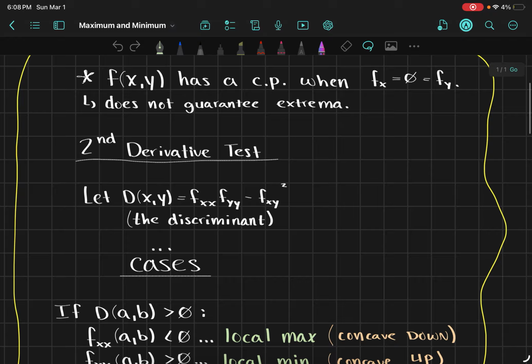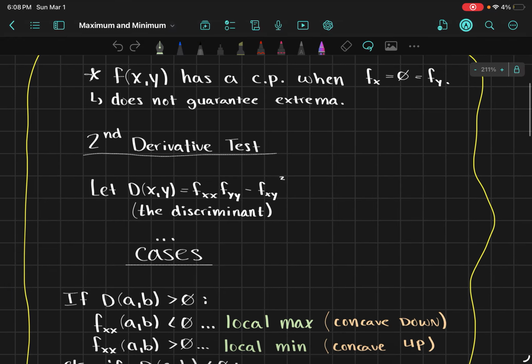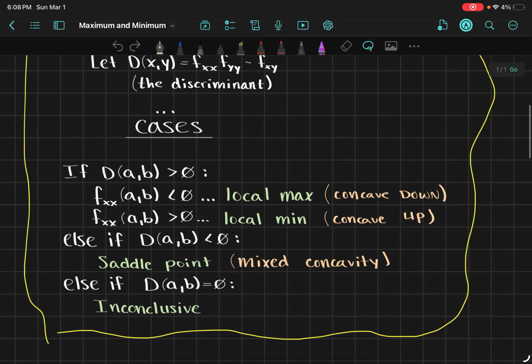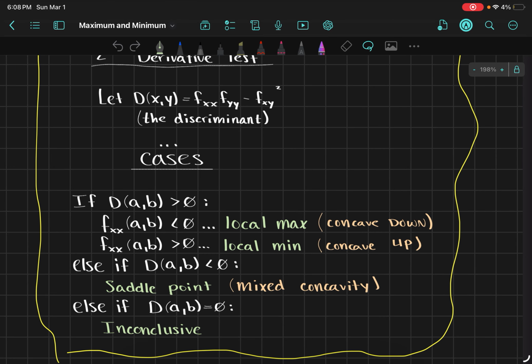Cases. This is something I want to talk about here because we can have all this information, but if we don't know how to interpret it, then it's essentially useless, right? So if the discriminant is greater than 0, this is what we want here, right? Well, if the discriminant at a critical point is greater than 0, then we have to test our second partials. We can do the second partial in x or the second partial in y. Just for convention, I'm doing the second partial in x.